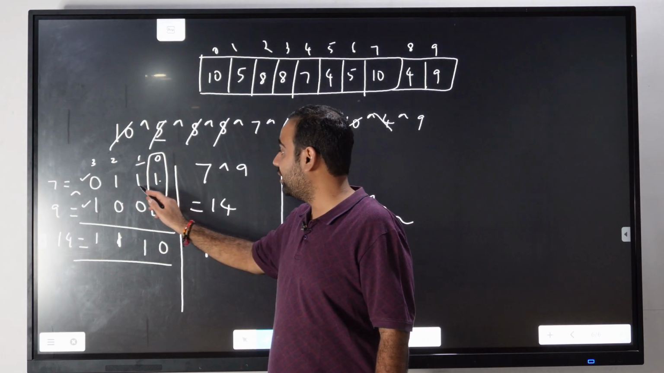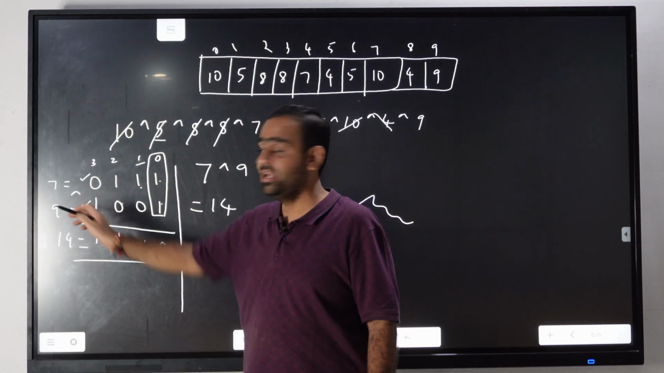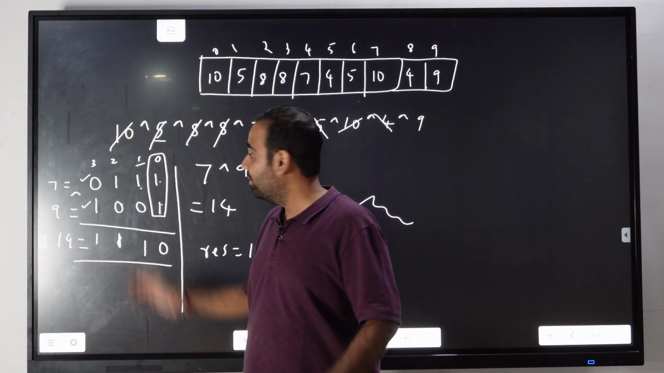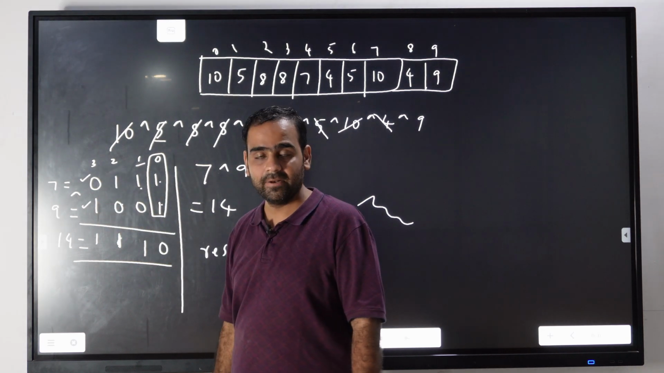If the first bit is 1, I can say it is 7, and if the first bit is 0, I can say it is 9. By seeing the second bit also you can distinguish. By seeing the third bit also you can distinguish, because here it is 0 and here it is 1.